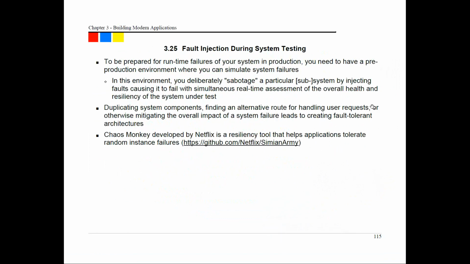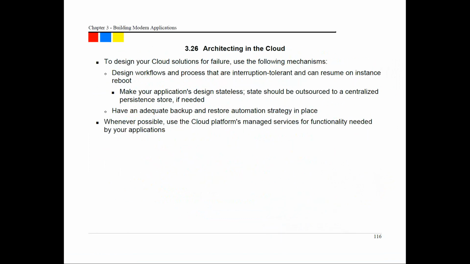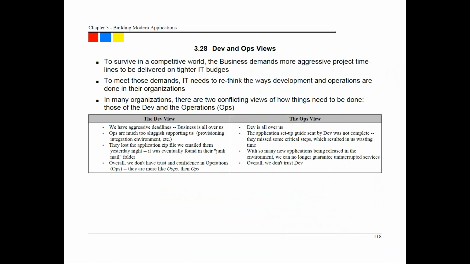All right. So fault injection during system testing. Netflix talks about the chaos monkey. They actually have a service that goes and blows away other services on a regular basis. Architecting in the cloud.